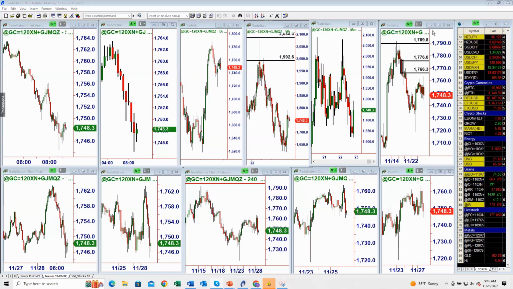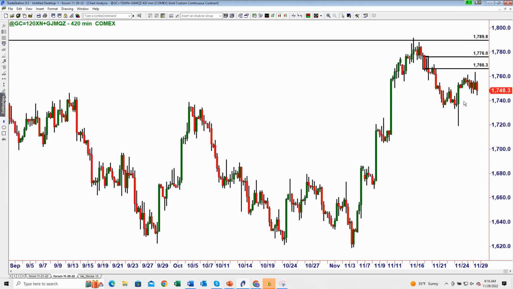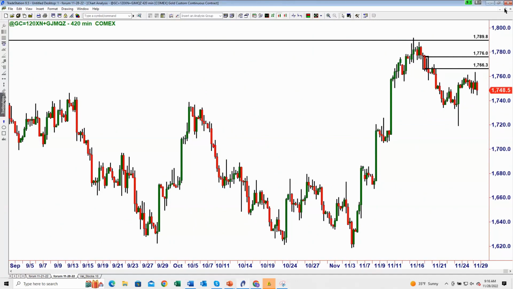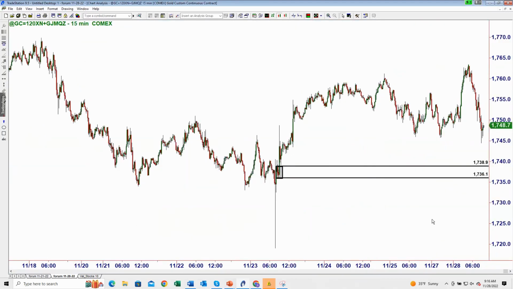So there are a few zones to look at. The first one is a tested supply zone in gold, 1766. Really, the fresh part of that is going to be closer to 1770. But anyway, there's that. On the demand side, we're looking just a little bit lower, inside the range, lower probability, 1739. Demand zone there.